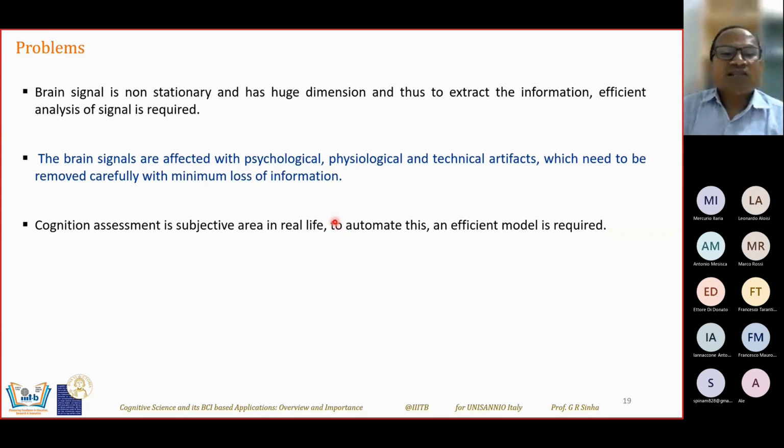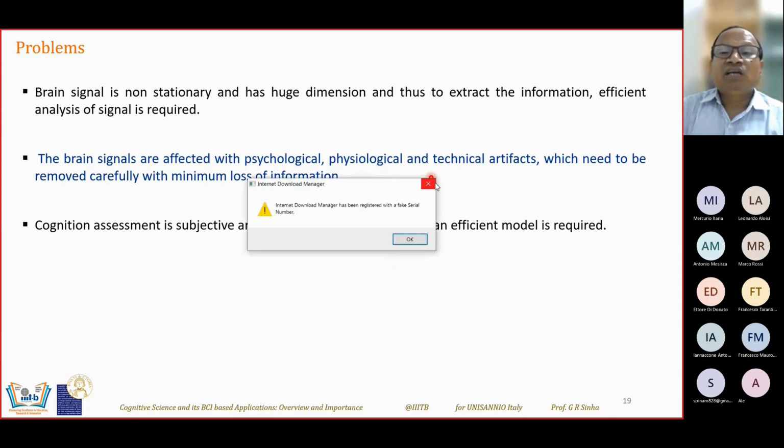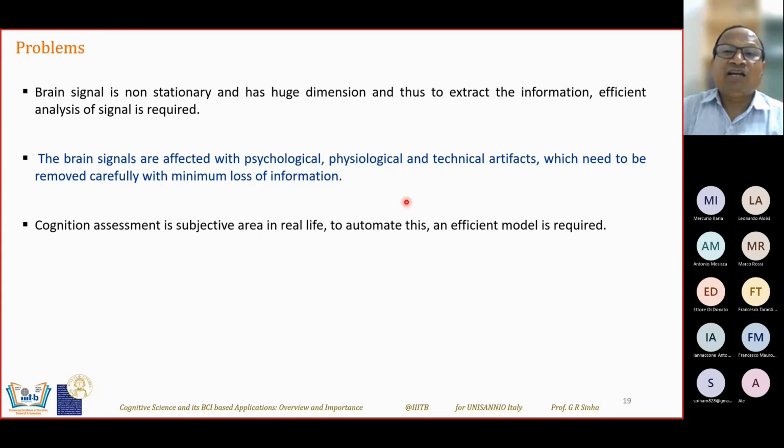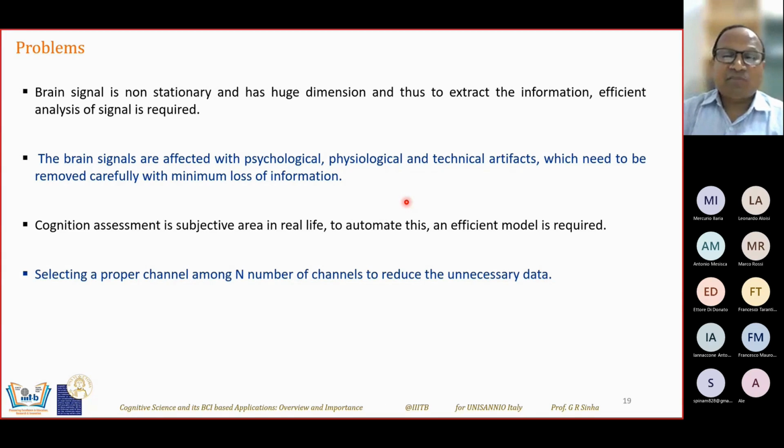Cognitive assessment is a subjective area in real life. To automate this, an efficient model is required. Cognitive ability is purely subjective. It varies from one person to another. Therefore, studying it and doing research in a generalized approach is really a difficult task, and this is also considered a major challenge in this area.